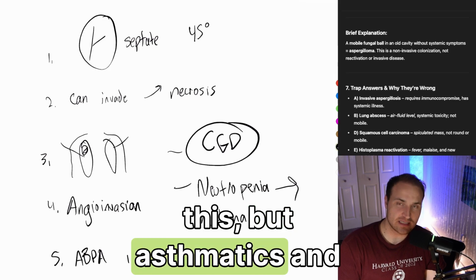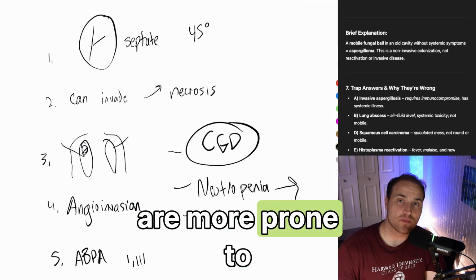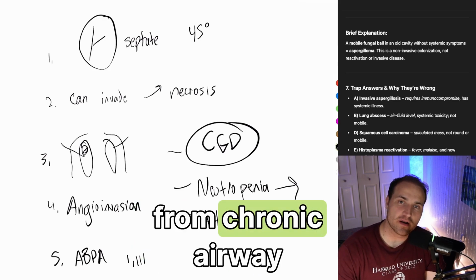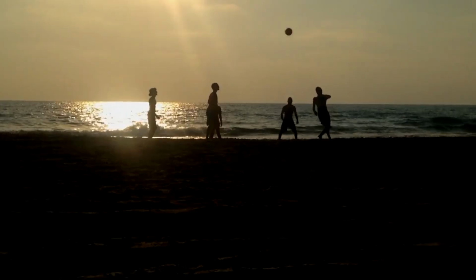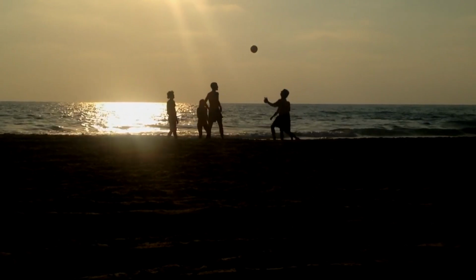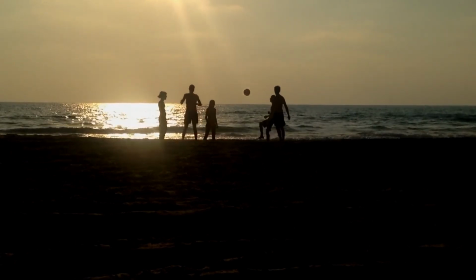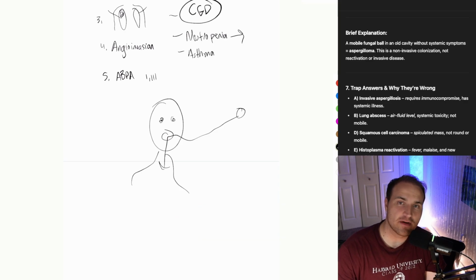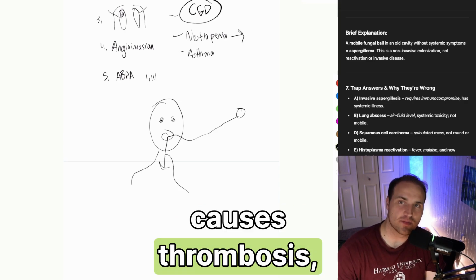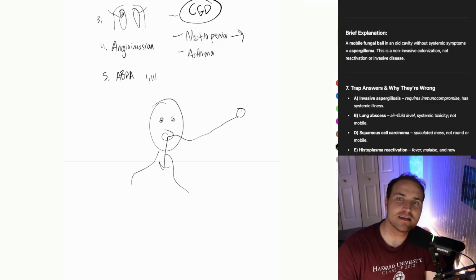We talked about this, but asthmatics and those with cystic fibrosis are more prone to ABPA from chronic airway inflammation. And so the patho is that you got a spore, you inhale it, and in healthy people, this is going to be cleared no problem by your alveolar macrophages. But if you're immunocompromised or you have structurally abnormal lungs, you have a hyphal invasion of the tissue, and that invasion causes thrombosis, necrosis, hemorrhagic infarcts, and you have an exaggerated immune response that damages your bronchioles. So look out for IgE, eosinophilia, central bronchiectasis, and the ABPA.